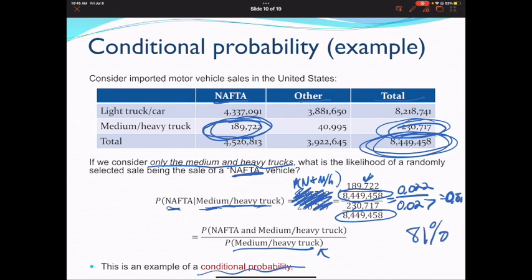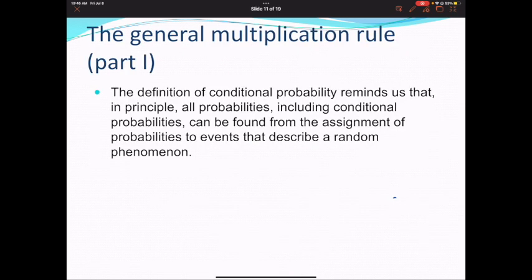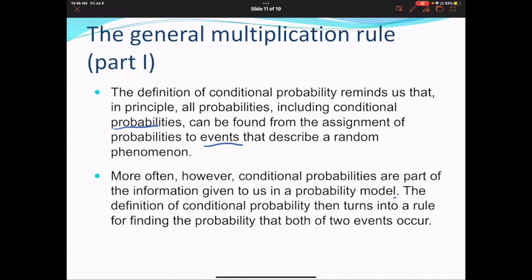This is a good example of conditional probability. Next, we have the general multiplication rule. So the definition of conditional probability reminds us that in principle, all probabilities, including conditional probabilities, can be found from the assignment of probabilities to events that describe a random phenomenon. So we need to assign probabilities to our events. More often, however, conditional probabilities are part of the information given to us in a probability model. And the definition of conditional probability then turns into a rule for finding the probability that both of two events can occur.